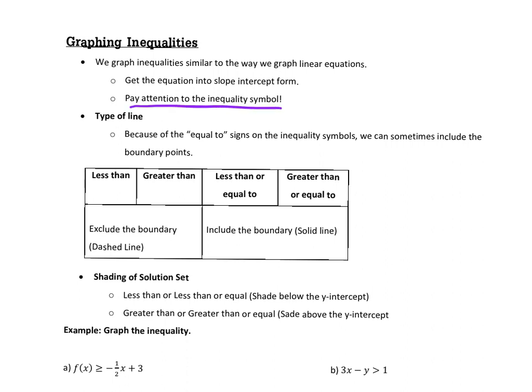If it's an equal to, it's going to determine what kind of line I'm going to draw. And if it's equal to, that means I'm doing what we call a solid line. So that means a point can fall on the boundary and be included in the solution set. If it's not equal to, or if it's less than or greater than, you're going to draw a dashed line. That means we have to exclude it from the boundary.